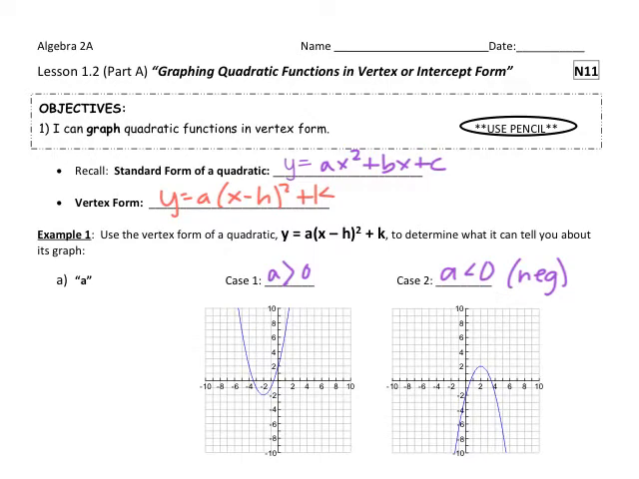In lesson 1.2, we're going to be talking about graphing quadratic functions in vertex form, which is a little bit different than the form that we were using before. Vertex form looks a little bit different, but you can still pick up the vertex from the function. And so when we finish this, you should be able to graph quadratic functions in vertex form rather than the standard form that we've been using up to this point in class.